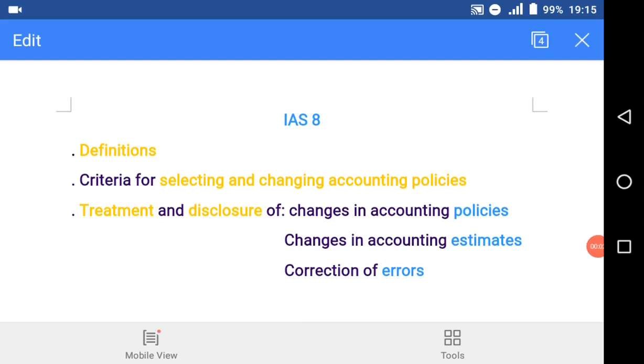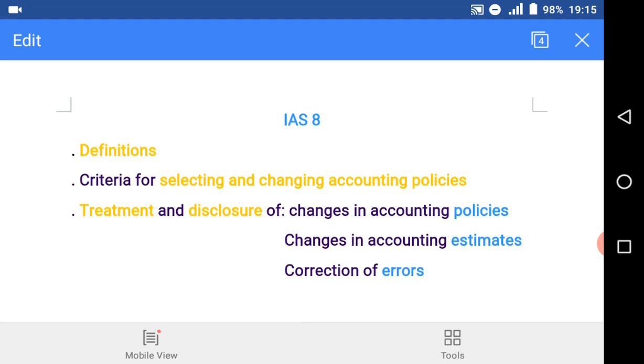Good day. Today we're going to be looking at IAS 8: accounting policies, changes in accounting estimates, and errors. Then, as usual, we're going to be taking it bit by bit and we're going to be covering some areas which we would highlight first. And in the notes here, we have the first area we're going to be taking a look at, which is the definition and the criteria for selecting and changing accounting policies.